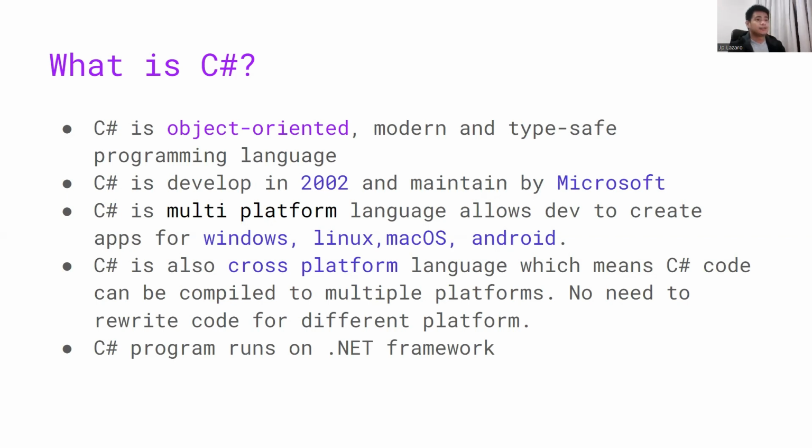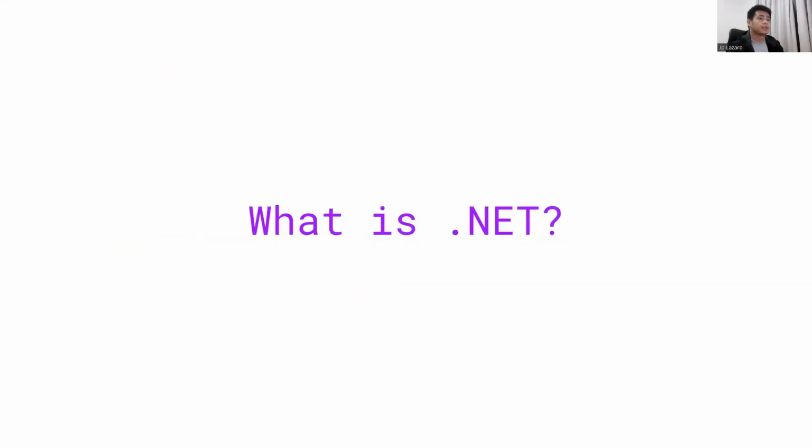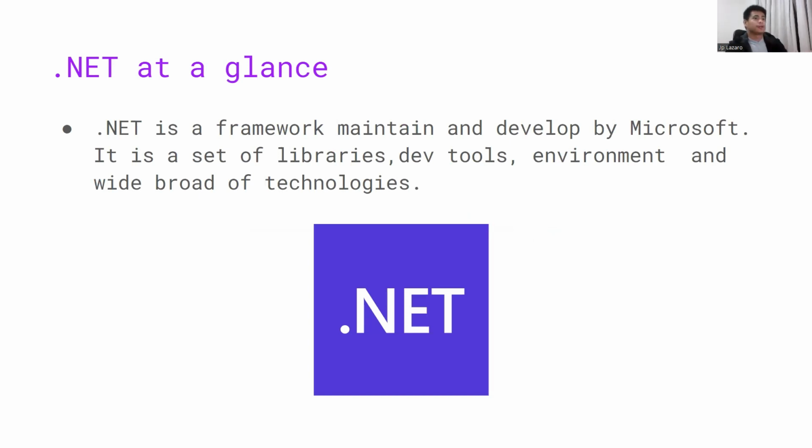So C Sharp runs on the .NET framework. So what is .NET framework? I mean, what is .NET? Okay, .NET is basically a framework or platform, meaning to say it is a collection of libraries, development tools, environments, and a wide breadth of technologies. .NET was developed by Microsoft, and .NET is also an open source project on GitHub. So many developers are contributing to .NET. The newest version of .NET is coming in November, .NET 8, no? So you can wait and get updated to that.